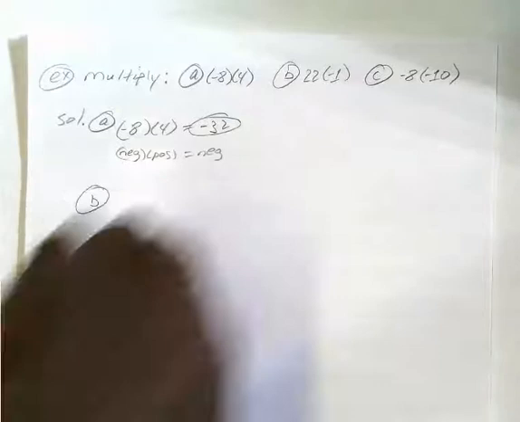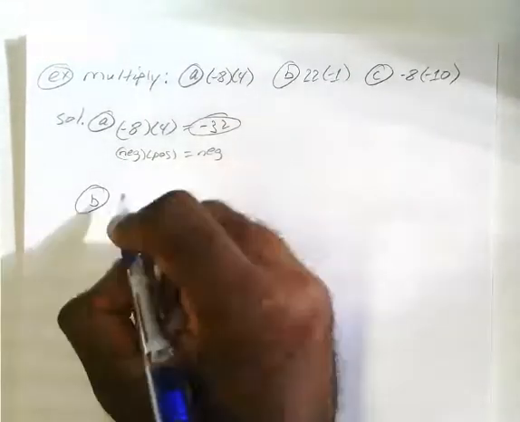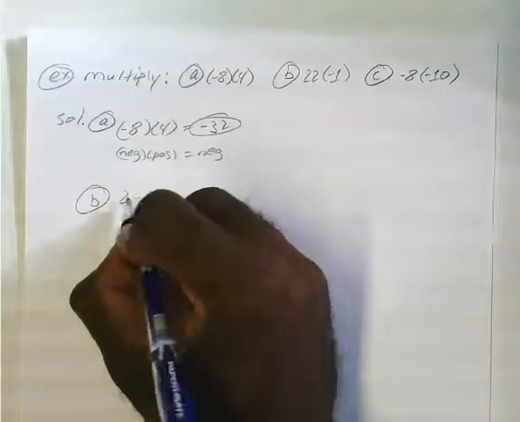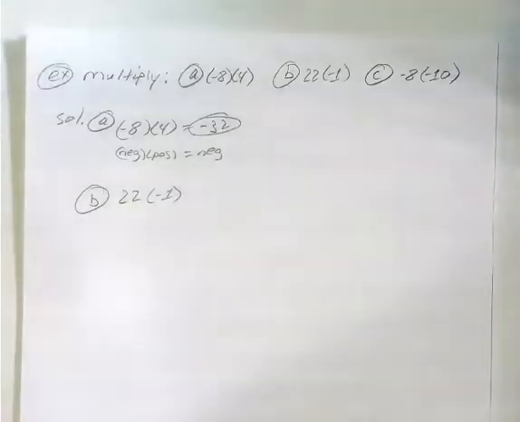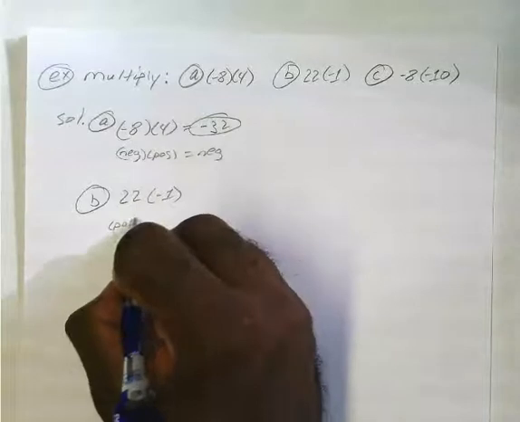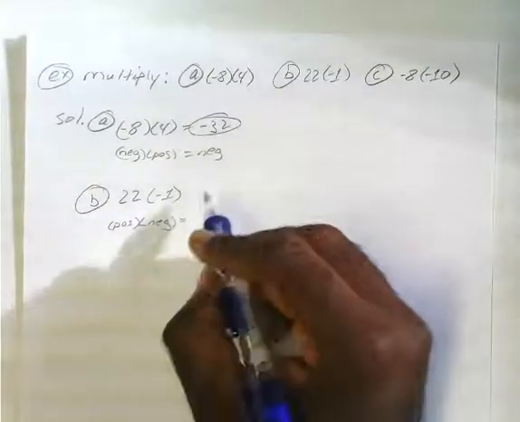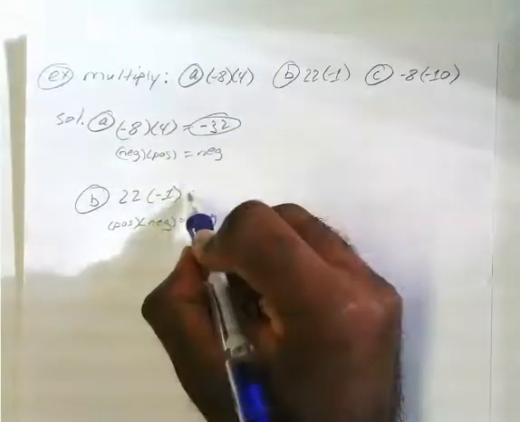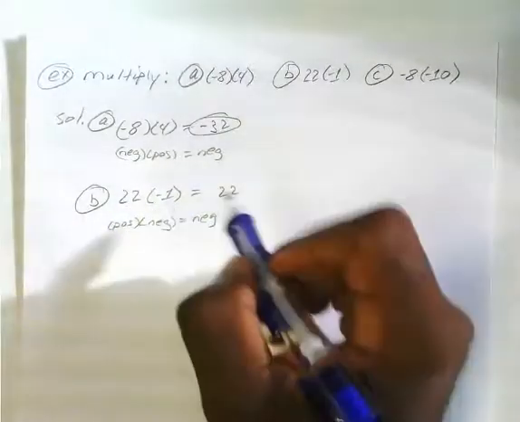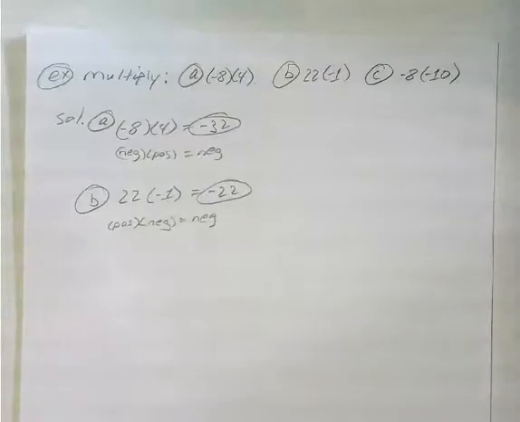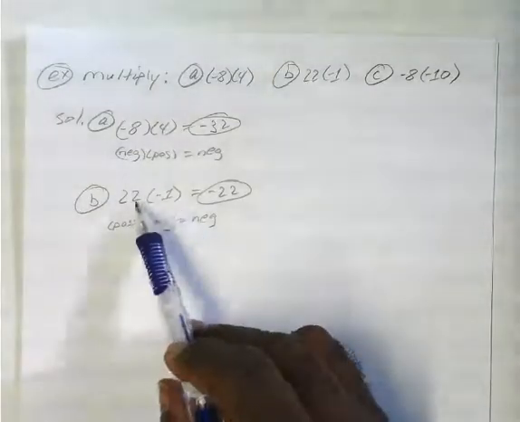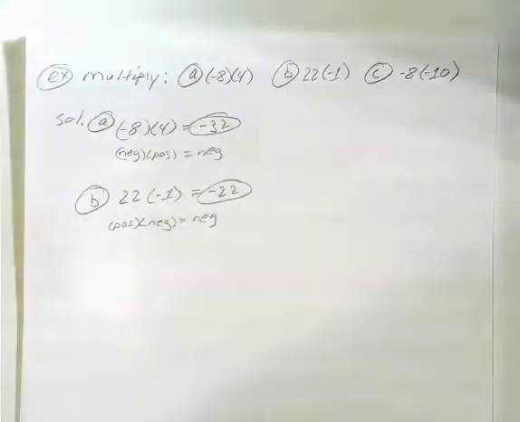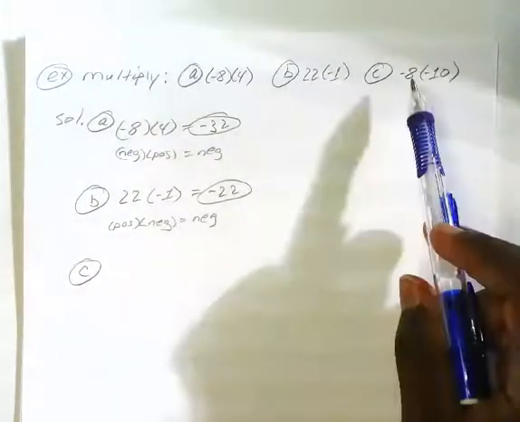So for problem B, let's say we have our 22 times negative 1. Same thing here. We have our positive times negative, which is negative. So 22 times 1 is 22. But positive times negative is negative. So you multiply just their regular positive values, and whether the signs are the same or different will denote whether it's positive or negative. Okay, so I want you to press pause, and I want you to solve C.